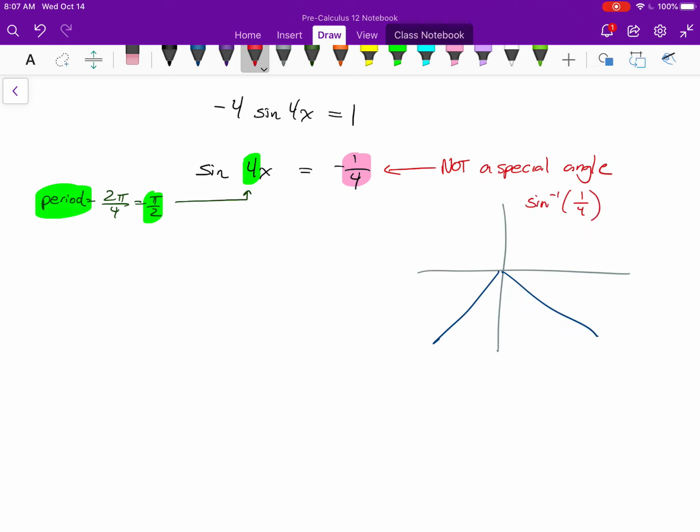I'm going to put just a positive 1/4 in, because again, if I put the negative in, it's not wrong, but there's a good chance I will confuse myself. The negative in front of the 1/4 is important. It tells me the quadrants of my solutions. I know those. I can see it. All I care about now is what's the reference angle.